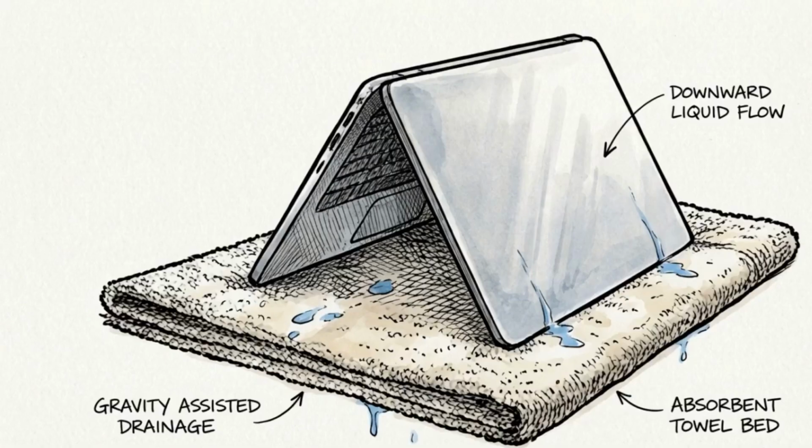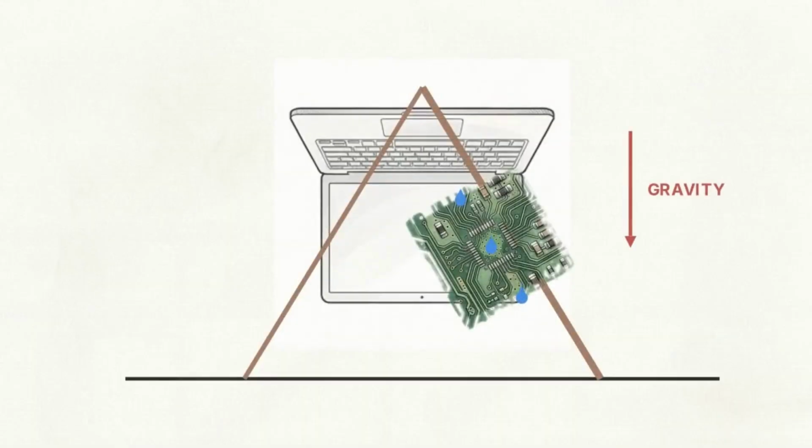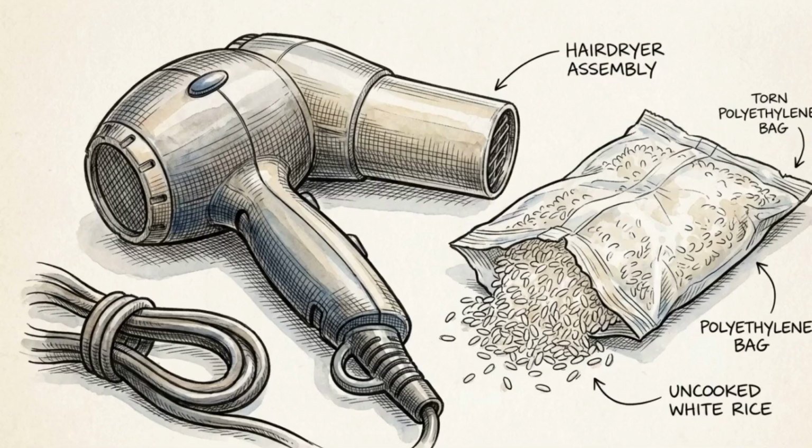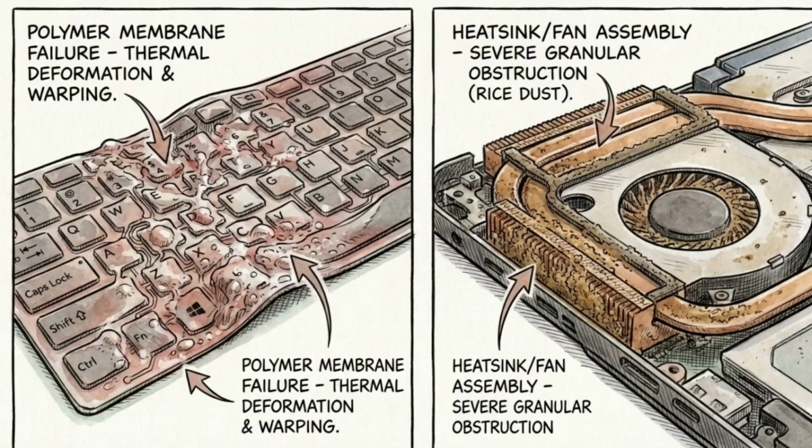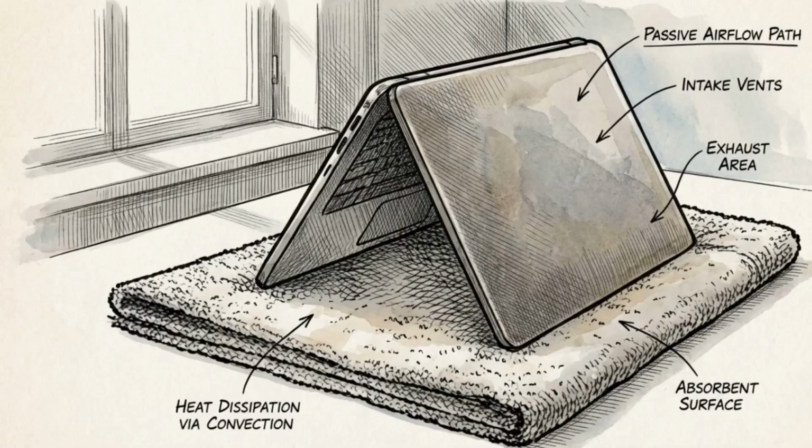Open the laptop as wide as it will go and flip it upside down into a tent position over a dry towel so gravity can pull the liquid away from the internal components. Firmly do not reach for a hairdryer or a bag of rice. The heat from a hairdryer will melt the plastic keyboard membranes, and rice introduces conductive starch dust directly into your cooling vents. Leave the laptop resting in that tented position in a dry, well-ventilated room.